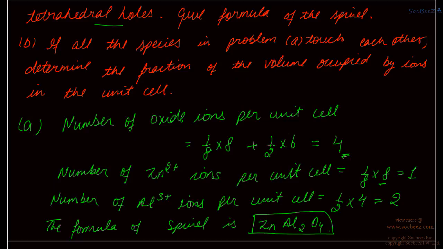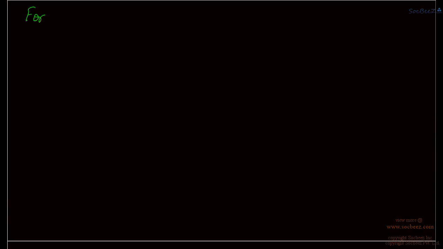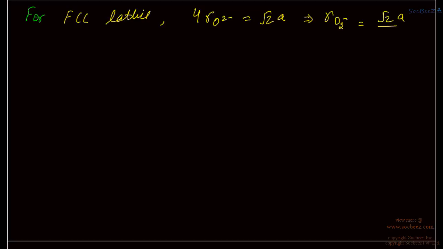So this is the answer. Now the second part of the question is asking us that if all the species in problem A touch each other, determine the fraction of volume occupied by ions in the unit cell. Now for FCC lattice, since 4 times the radius of O2 negative equals root 2 a, we had studied it before. So from here, the radius of O2 negative comes out to be root 2 a upon 4.